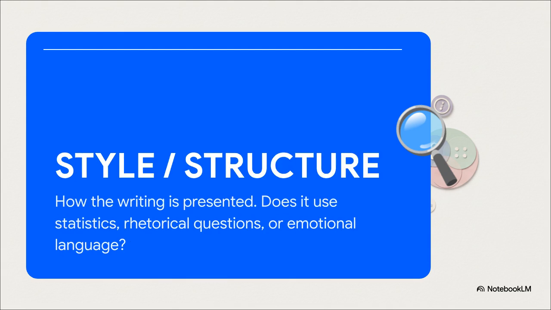And finally, we've got S for style and structure. This is all about the how. How is the writer trying to achieve their purpose? Are they hitting you with cold, hard facts and statistics? Or are they trying to pull at your heartstrings with really emotional language and big questions? This is where you dig into the specific tools the writer's using.